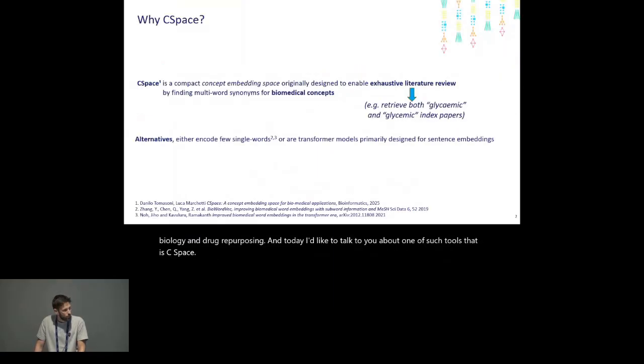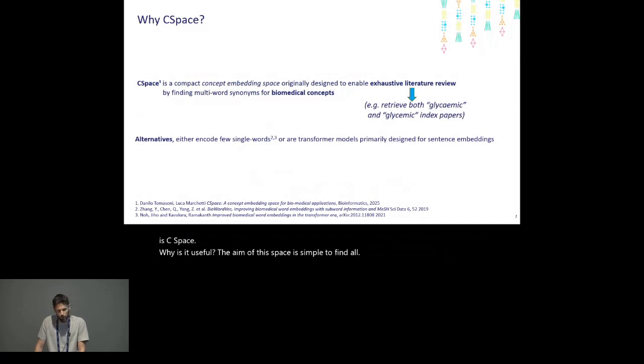What is it used for? The aim of CSpace is simple: to find all, and all is the keyword, the relevant articles for a given topic. And this may look like an already solved problem. We have search engines, we have ontologies, we have deep search, we have a lot of engines. I think that that's not a solved problem, and I will explain why with an example.